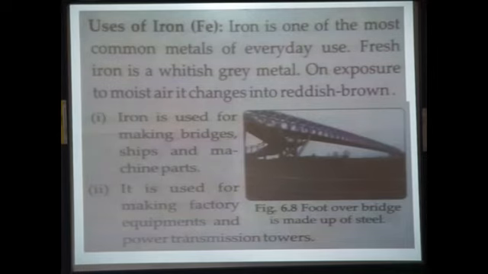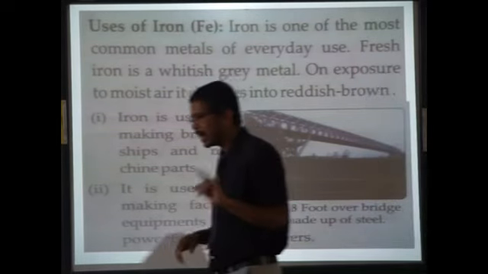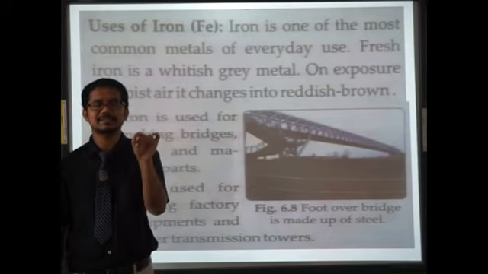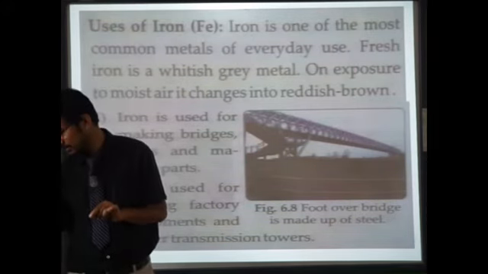So it is used for making factory equipment and power transmission towers. Power transmission towers are made of iron, because iron can withstand a lot of stress, a lot of load. It can bear a lot of load. So a foot over bridge is made up of steel, and steel is an alloy of iron. Stainless steel is also an alloy of iron.